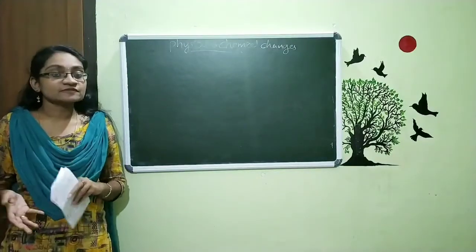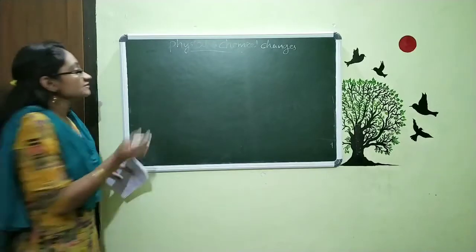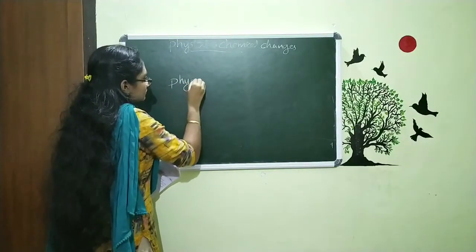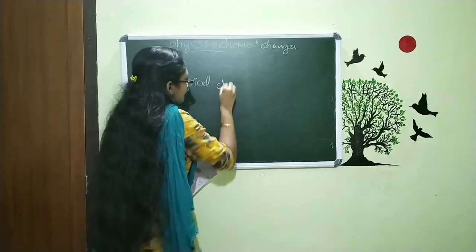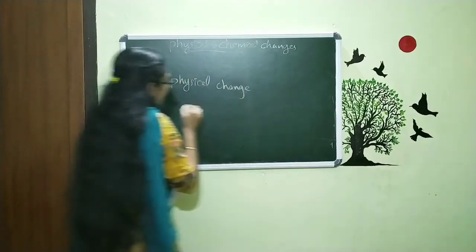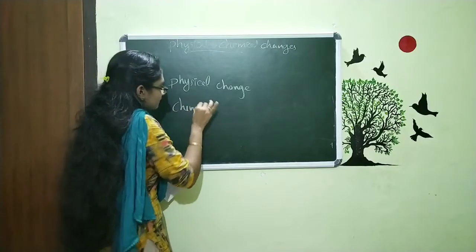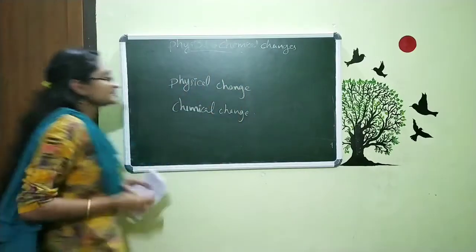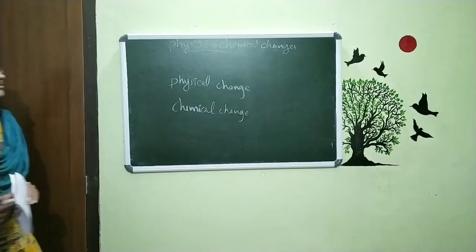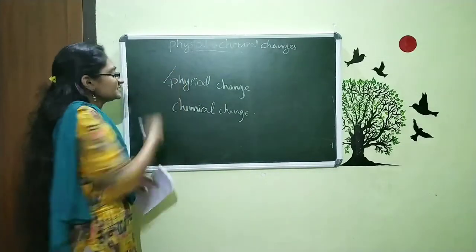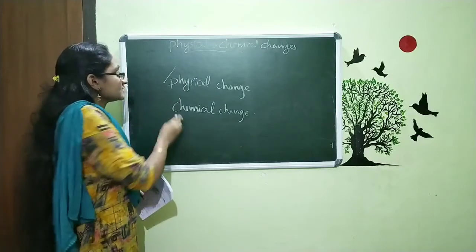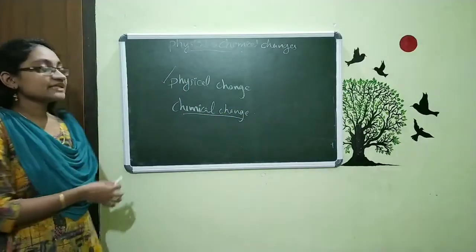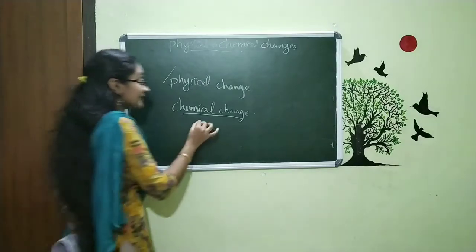In the last few classes we have been discussing this chapter, and our topic was physical change and chemical change. Actually, we completed the topic of physical change, and something is left in chemical change. We discussed the definition of chemical change and also discussed the examples.